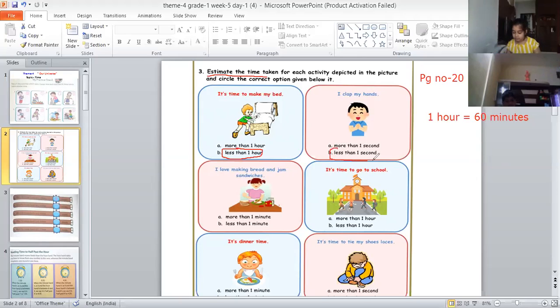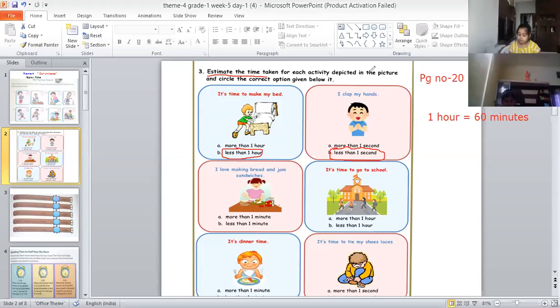So here again in the second picture, option B is correct. You take less than 1 second to clap your hands because you do it very quickly. You can try it yourself, try to clap your hands quickly. If you clap your hands, you can find out that you are taking less than 1 second. You are taking very little time. You are doing it quickly.